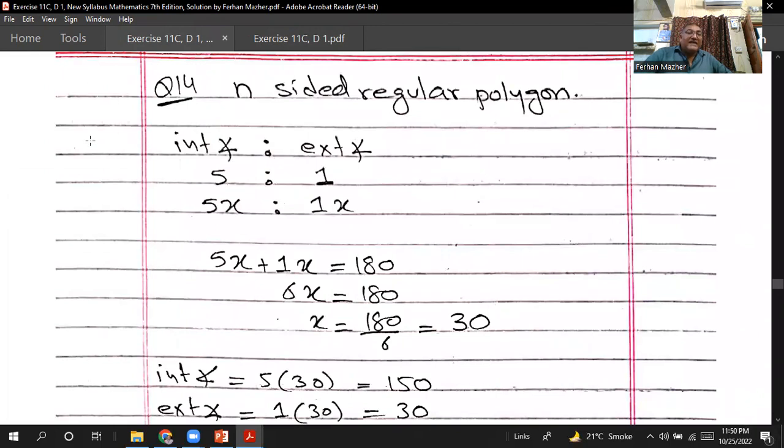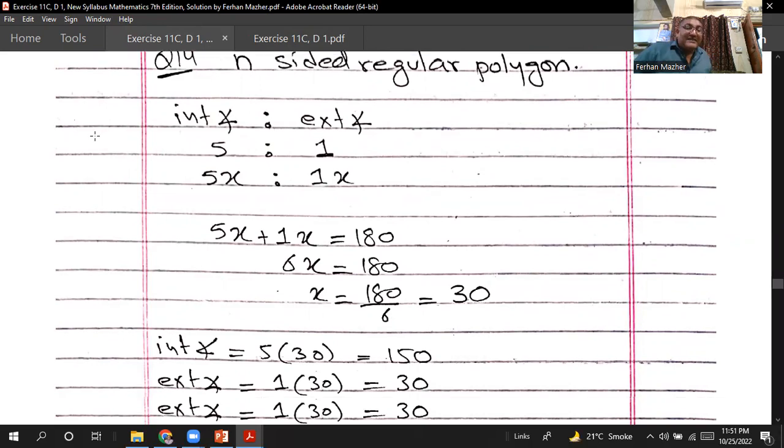Okay. So the n-sided regular polygon, the ratio of the internal angle to the external angle is 5:1. So multiply both sides by x, so you will have 5x ratio 1x. So 5x plus 1x will be equal to 180, because the sum of the internal angle and the adjacent external angle is equal to 180. So 6x is equal to 180. So x will be equal to 180 divided by 6, and that will be 30. So the value of x is 30.